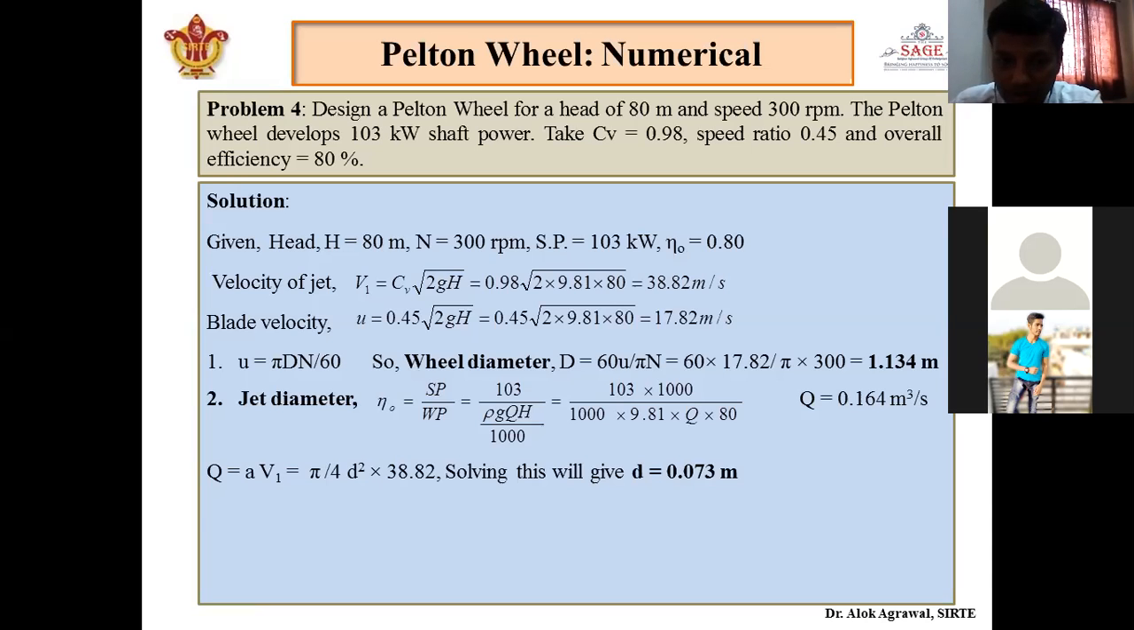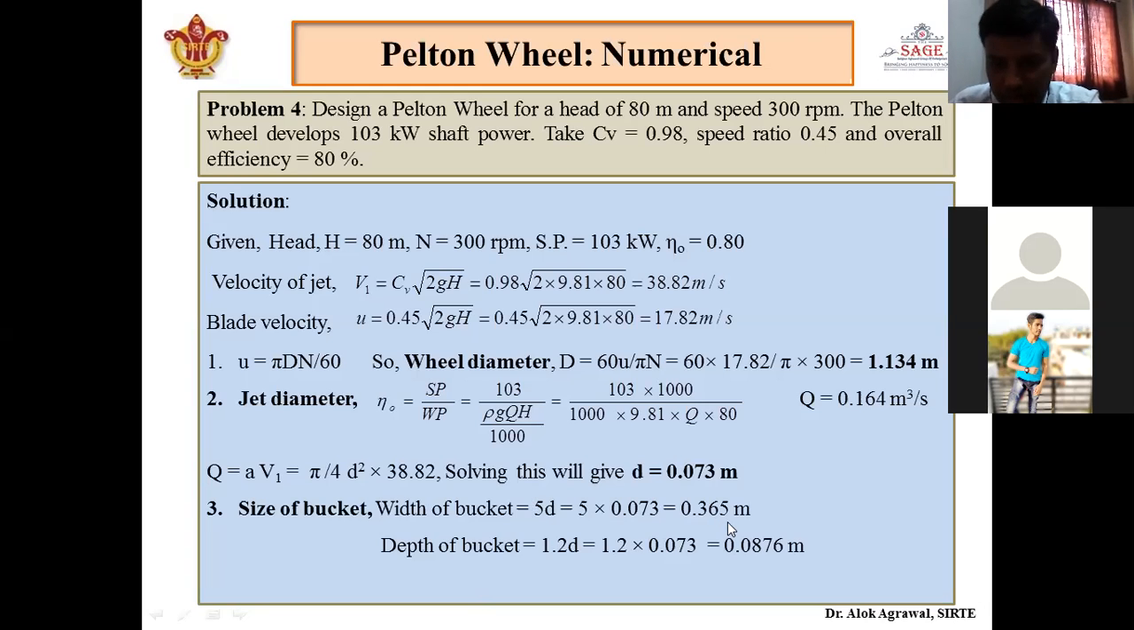Okay, so the size of the bucket: first, width is 5 times the diameter of the jet. So 5 into the diameter of the jet, we get width as 0.365 meter. Next, depth of bucket is 1.2 d, equal to 1.2 into 0.073, which gives 0.0876 meter. So the size of the bucket is also calculated.